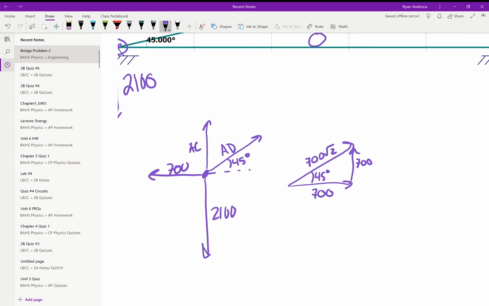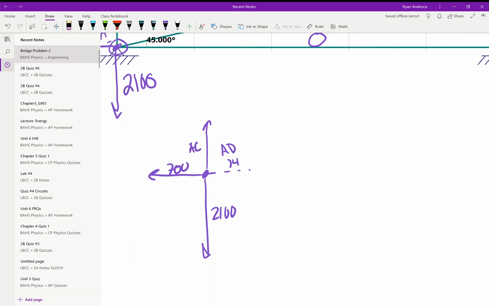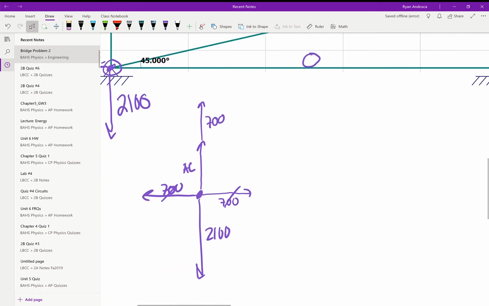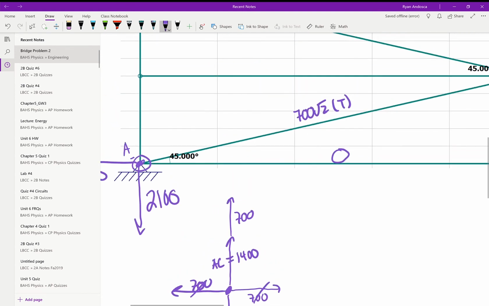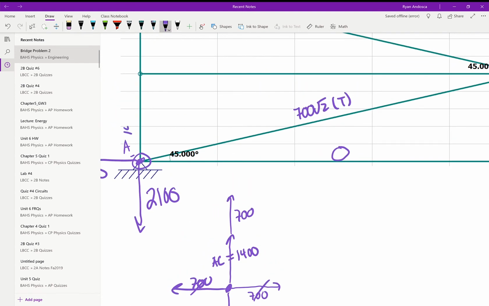Okay, so now I'm done with that triangle, if it'll let me erase it. Okay, and I can also erase this, and I'm going to redraw out its parts so that we know what we're dealing with. We've got 700 going that way now, so these are canceled. And we've got 700 going up. Those are the two parts of AD. So now it should be pretty obvious what AC has to be. It needs to cancel the rest of 2100, which makes AC 1400. So we can come over here, and AC is 1400. It is going up, which means it's pulling on the joint, so it's a tension.